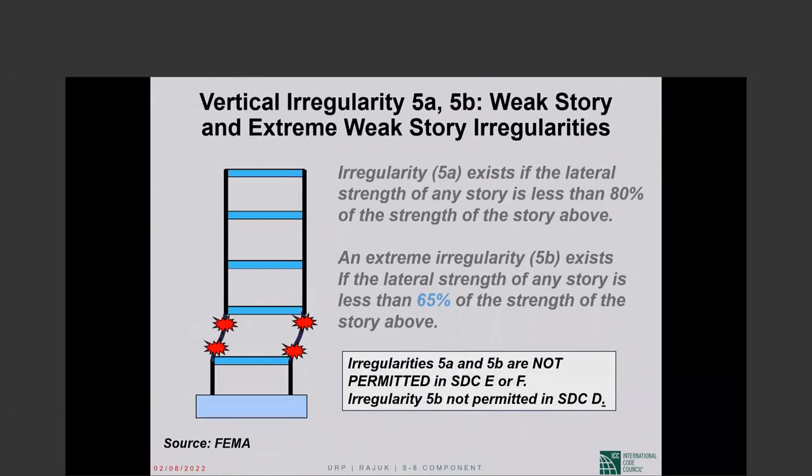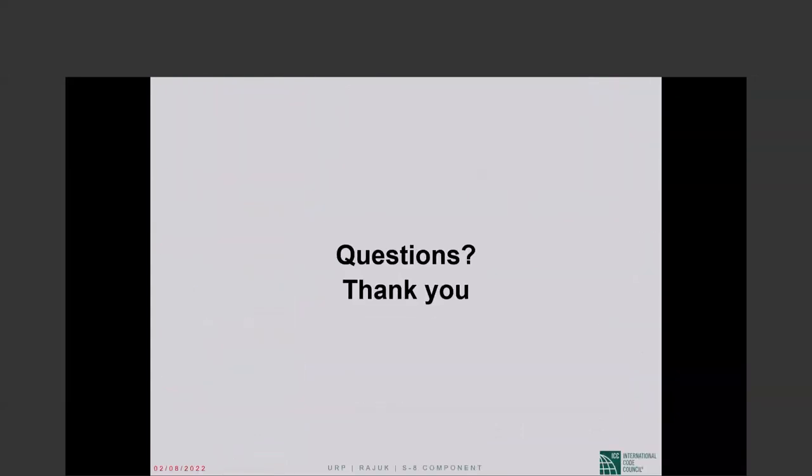This is FEMA's rendition of the 5A and 5B irregularities.